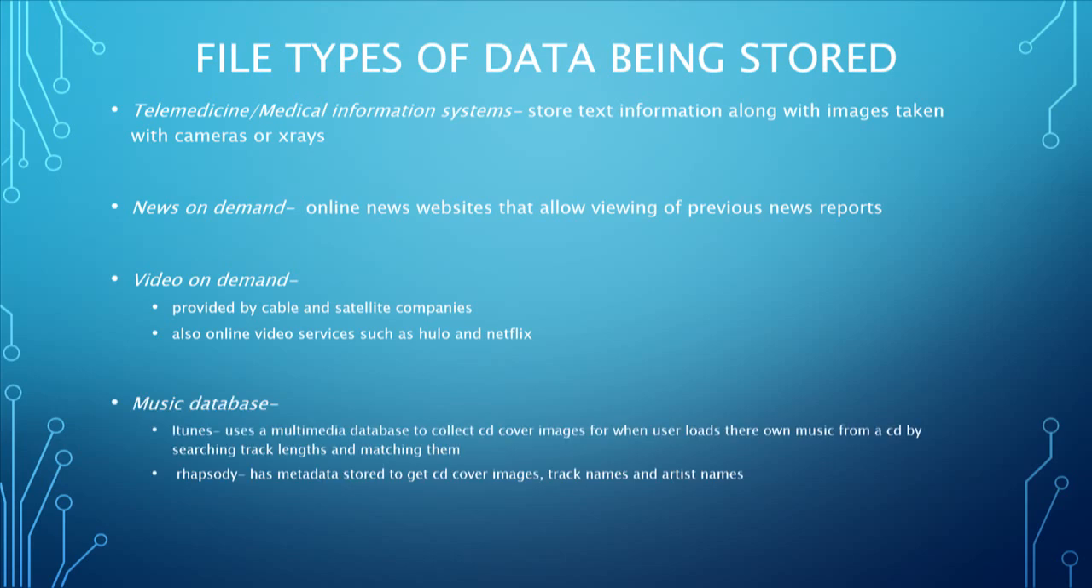Music databases: iTunes uses a multimedia database to collect CD cover images for when users load their own music from a CD, by searching track lengths and matching them. Rhapsody has a metadata store to get CD cover images, tags, names, and artist names. Geographic information systems store satellite images on maps.